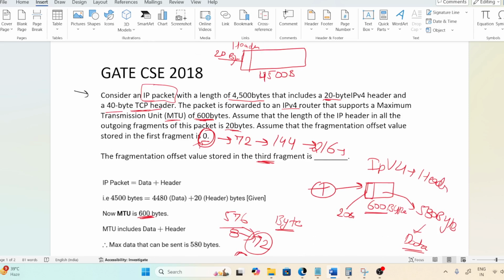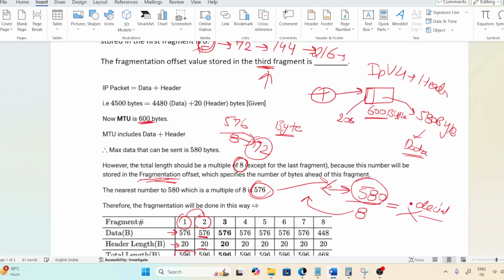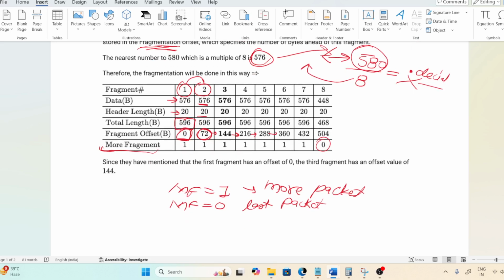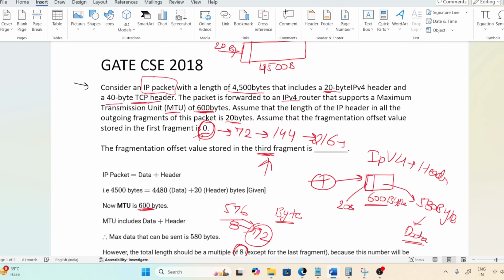Now the question is asking for the third fragment offset, which is 144. So the answer to this question is 144. This was asked in GATE.